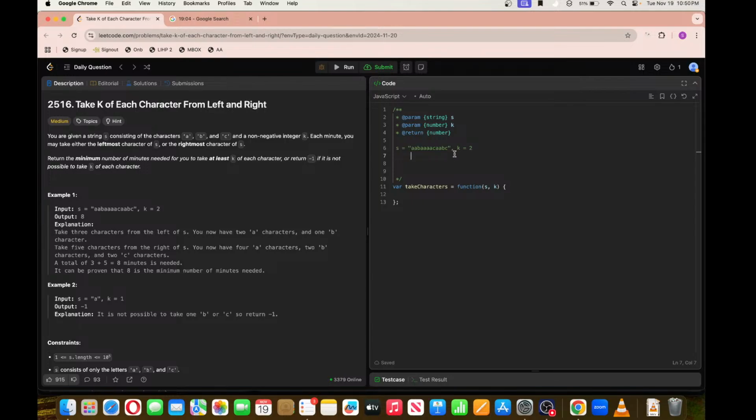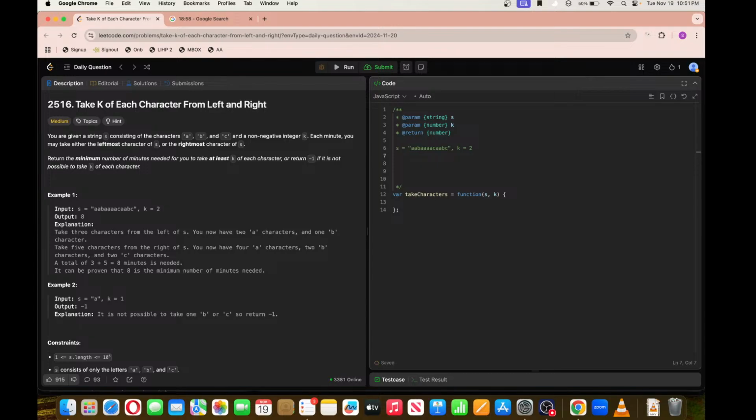You may take either the leftmost. What does this mean? Each minute you may take either the leftmost character of S or the rightmost character of S. Okay. Return the minimum number of minutes needed for you to take at least k of each character, or return -1 if it is not possible to take k of each character. Okay, got it.